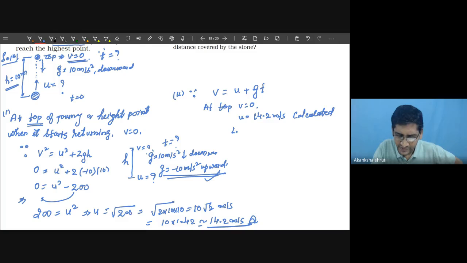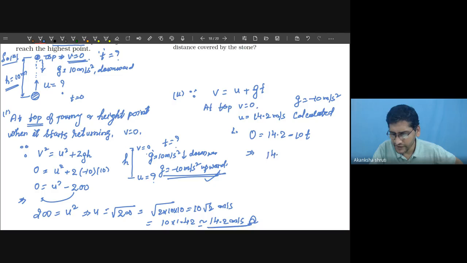So therefore, substitute all these things. g is already minus 10 meter per second square. Substitute it here: 0 is equal to u, which is 14.2, plus minus 10, so I can directly write this as minus 10 into t. So bring this negative 10t to the left-hand side.